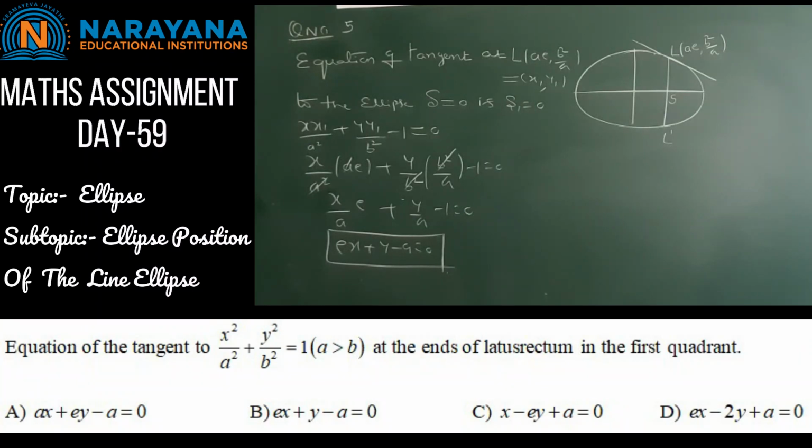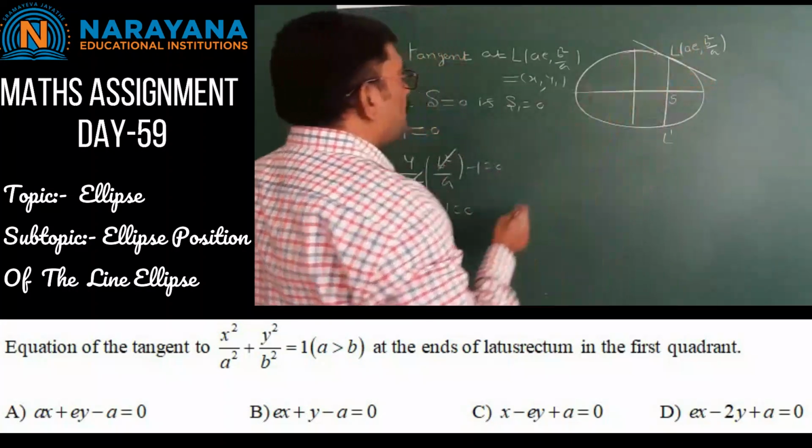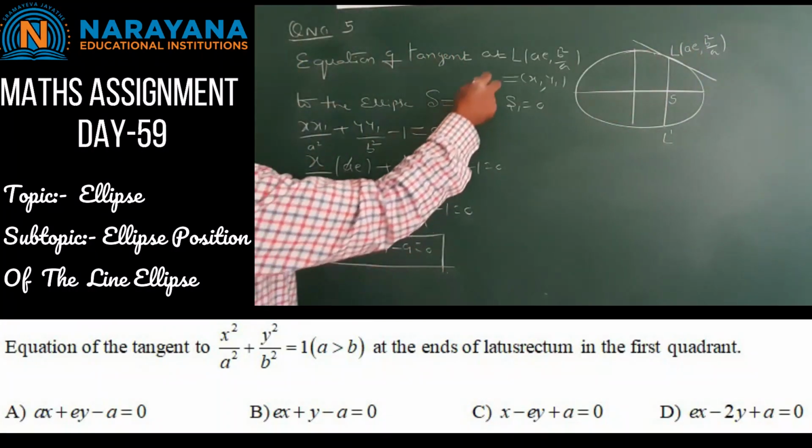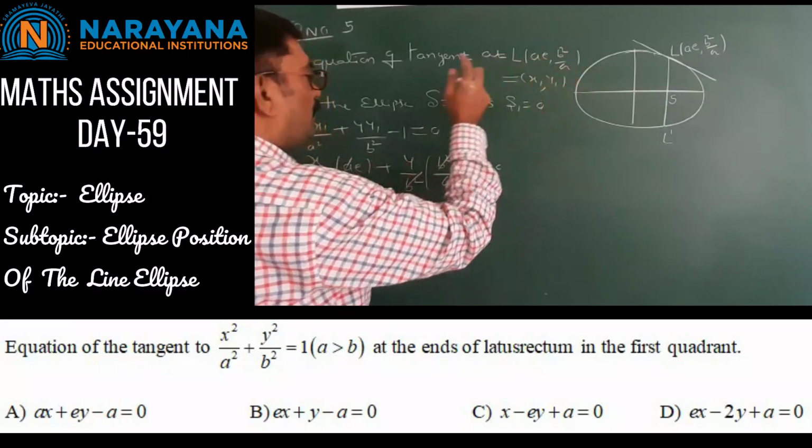In question number 5, we have to find the equation of the tangent at one end of the latus rectum. So take this as L (a, b square by a), as (x1, y1).